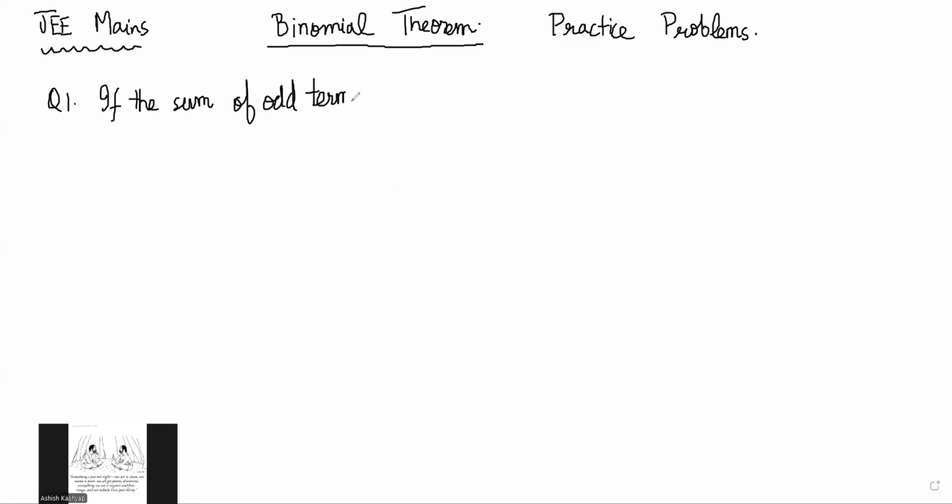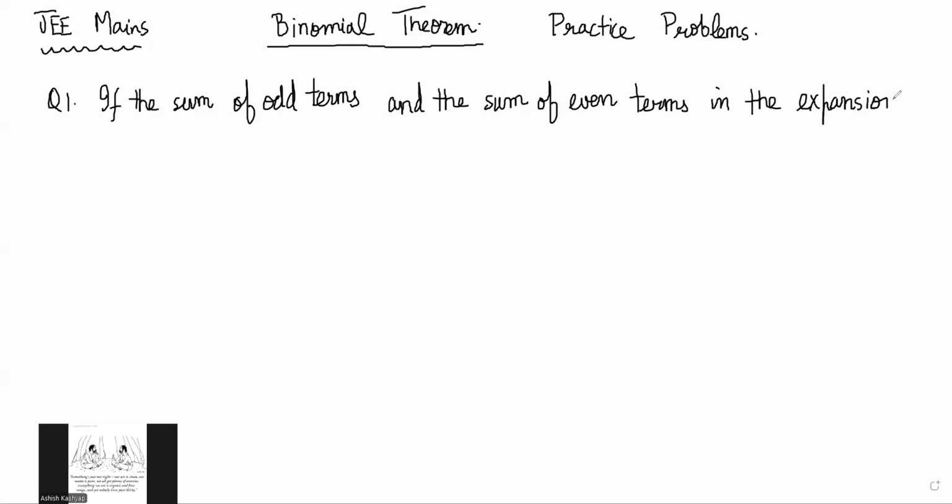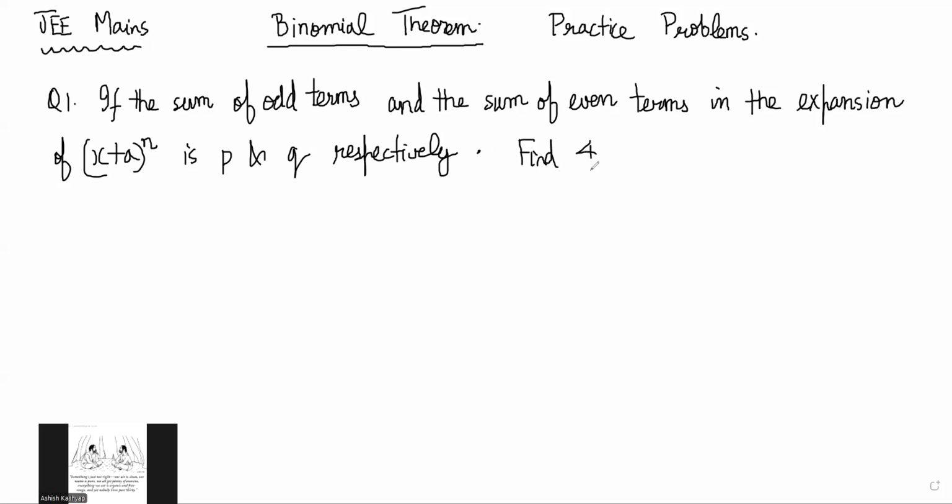odd terms and the sum of even terms in the expansion of (x + a)^n are p and q respectively, we have to find the value of 4pq. Find 4pq.